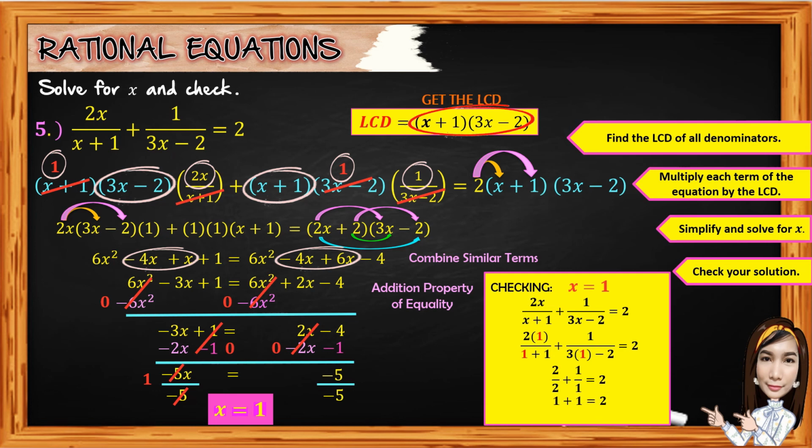2 divided by 2 is equal to 1 plus 1 divided by 1 is equal to 1 is equal to 2. So 1 plus 1 is equal to 2 equals 2. Now notice that both sides are already equal. Therefore, the value of your x, which is 1, is correct.